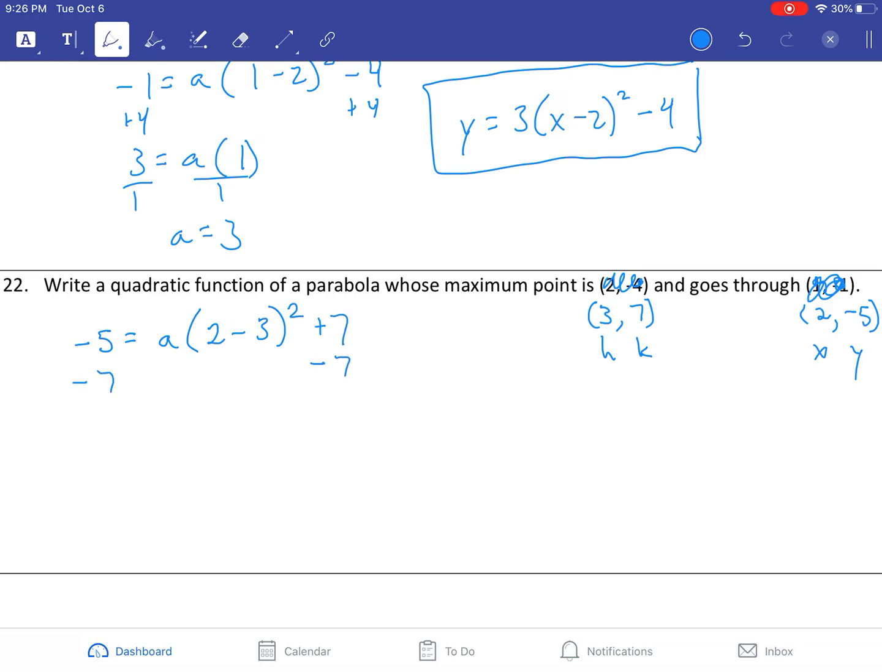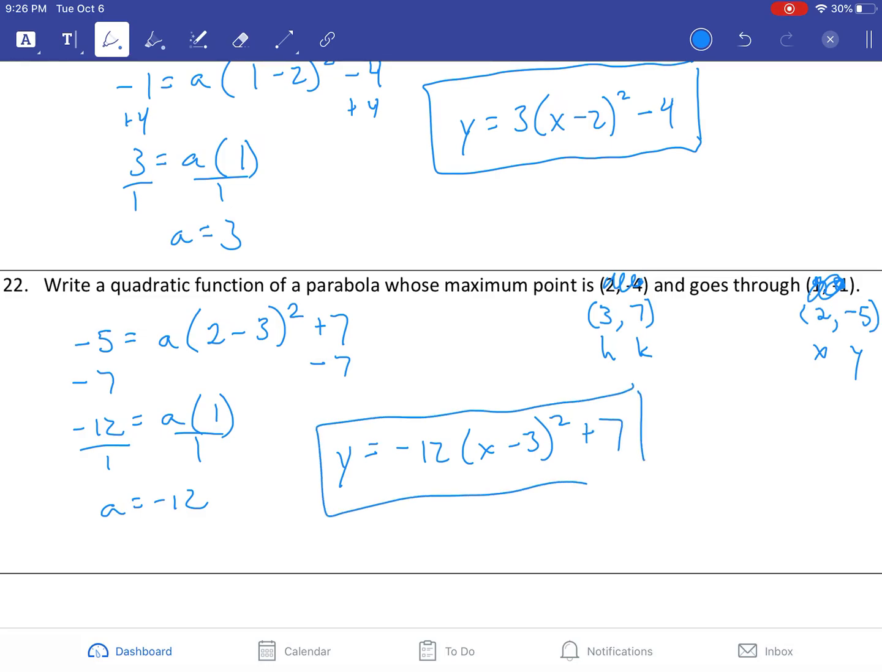Subtract 7 because we want to solve for a. That gives us negative 12 equals a times 2 minus 3, which is negative 1. Negative 1 squared is 1. Divide by 1 on both sides. a is equal to negative 12. Now we've got to rewrite our equation with our a value, our h, and our k. y is equal to, a is negative 12, (x minus 3) quantity squared, plus 7. There we go. That's it.